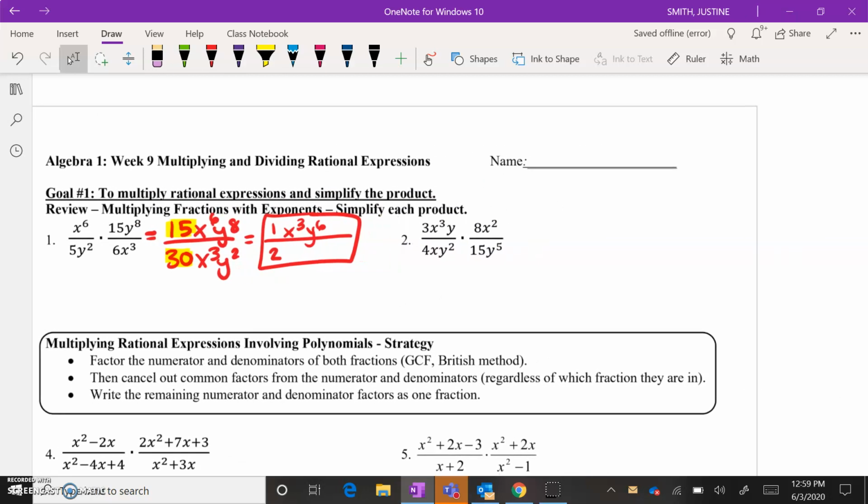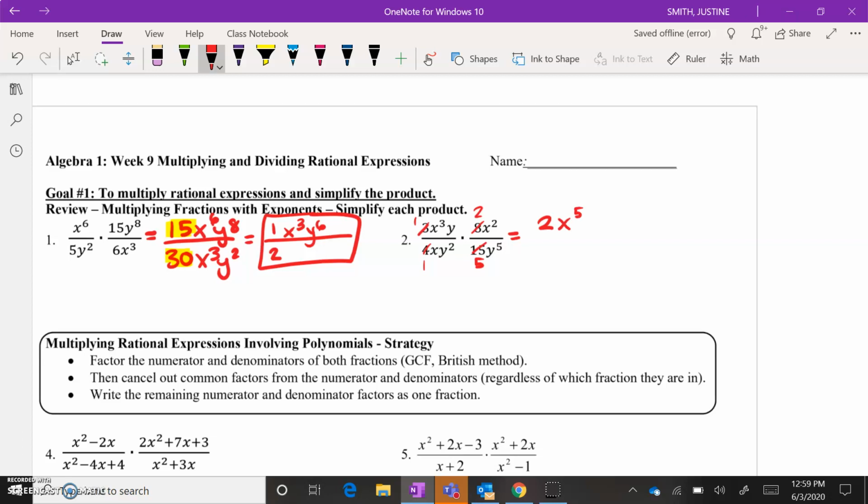For number 2, again, you can do the same thing and multiply across and then simplify. Sometimes I like to simplify before I start multiplying. So remember, anything in the numerator could simplify with anything in the denominator. So I'm just going to make my numbers a little bit smaller because I know that 3 goes into 15 5 times. I know that 4 goes into 8 2 times.